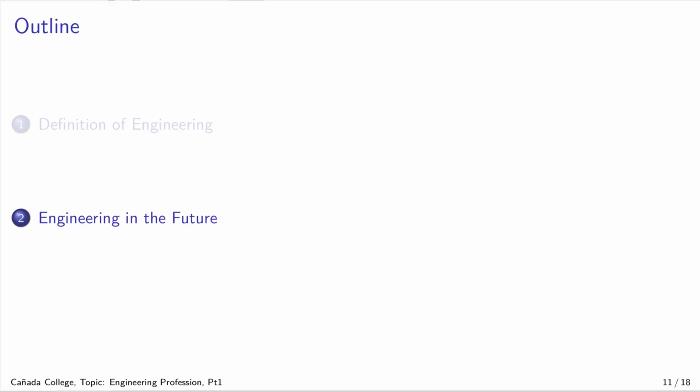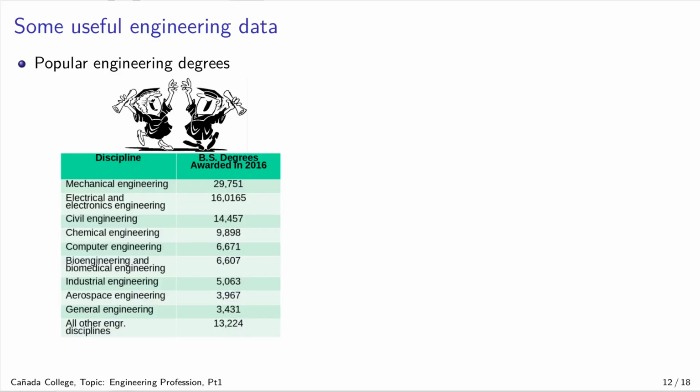Okay, so with that brief engineering introduction in terms of a definition, let's look at what engineering looks like in the future. Well, the first thing we can look at is, where are your peers going to in terms of an engineering degree. This is data from 2016, and it shows you that mechanical engineering is one of the most popular engineering fields to get a degree in, followed by electrical engineering.